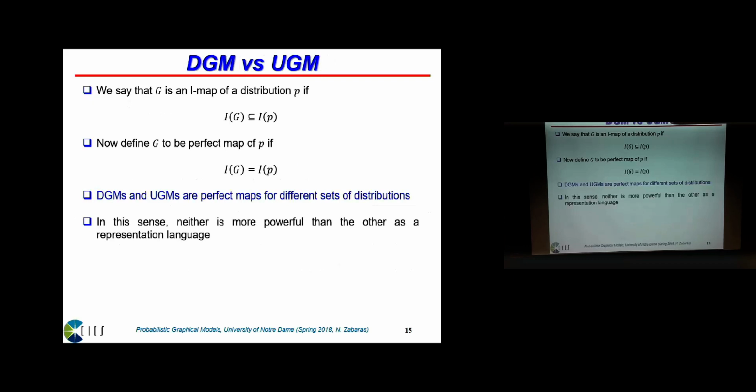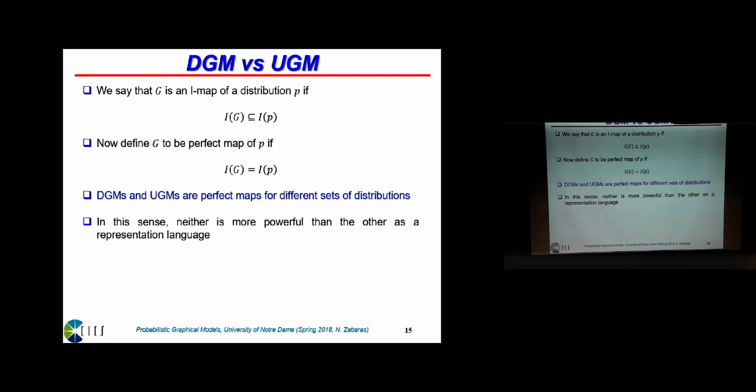All right. Some homework from early lectures: we defined a graph being an I-map of a distribution if the independence relations implied by the graph are a subset of the independence relations implied by the distribution. And we also defined a perfect map. So G is a perfect map of a distribution if I(G) equals I(P). The message here is that directed and undirected graphs are perfect maps for different sets of distributions. Okay?